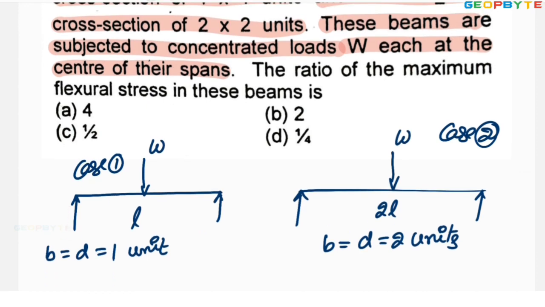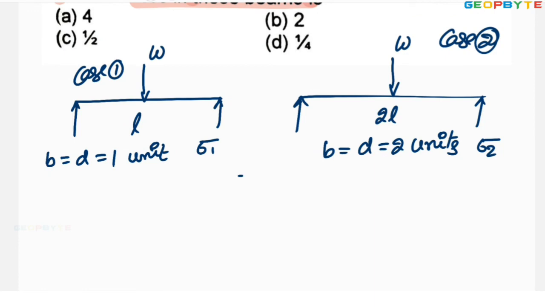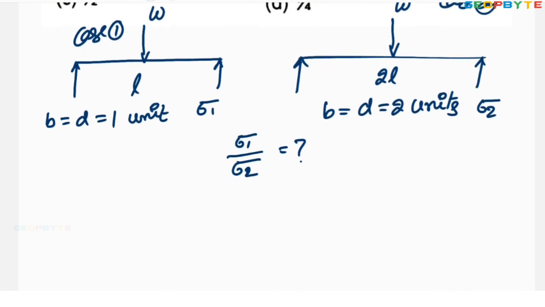The ratio of maximum flexural stress in these two beams. That means if I assume the bending stress for the first case is sigma 1, bending stress for the second case is sigma 2, you are asked to decide what is the value of sigma 1 by sigma 2, where sigma 1 equal to bending stress in case 1, sigma 2 equal to bending stress in case 2.